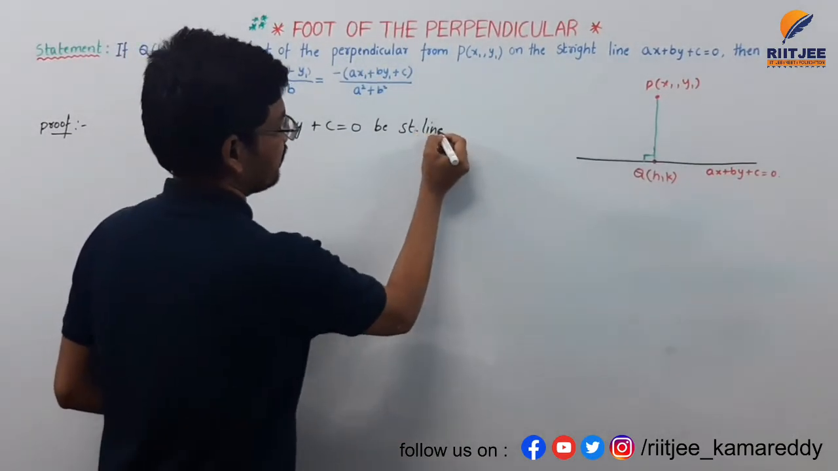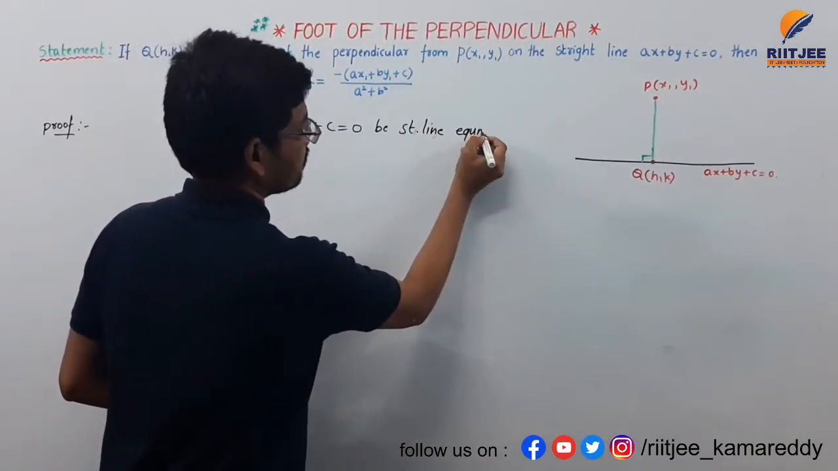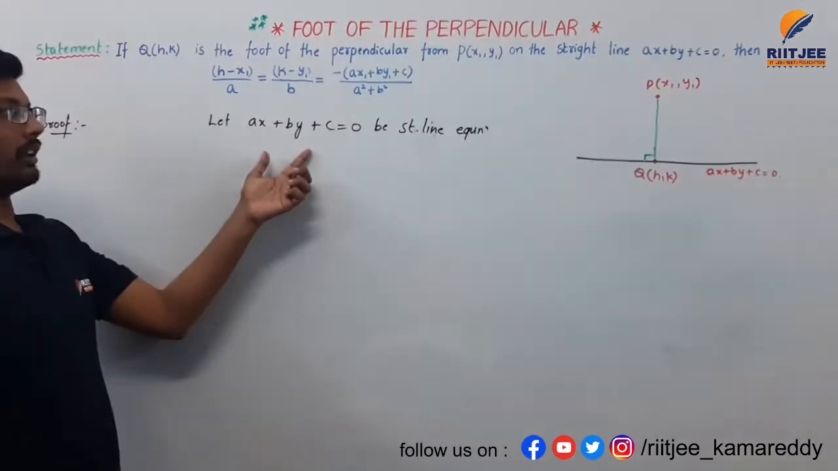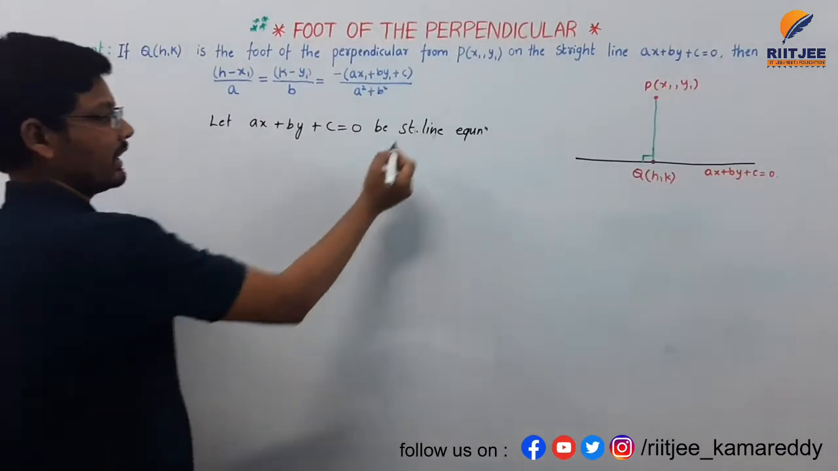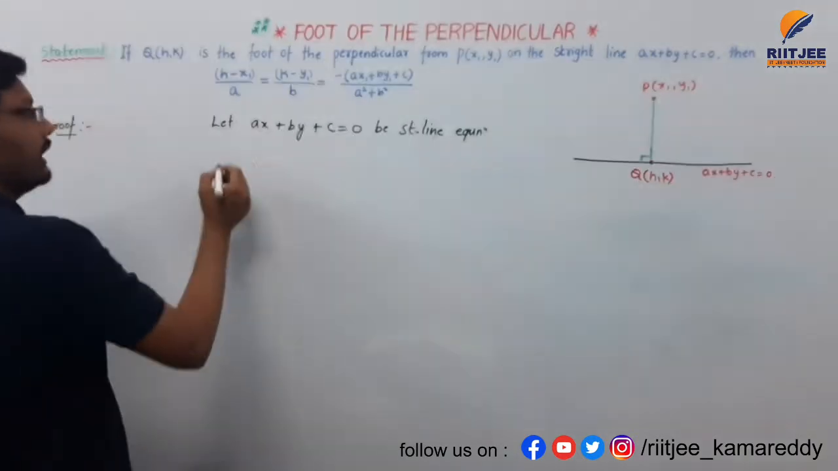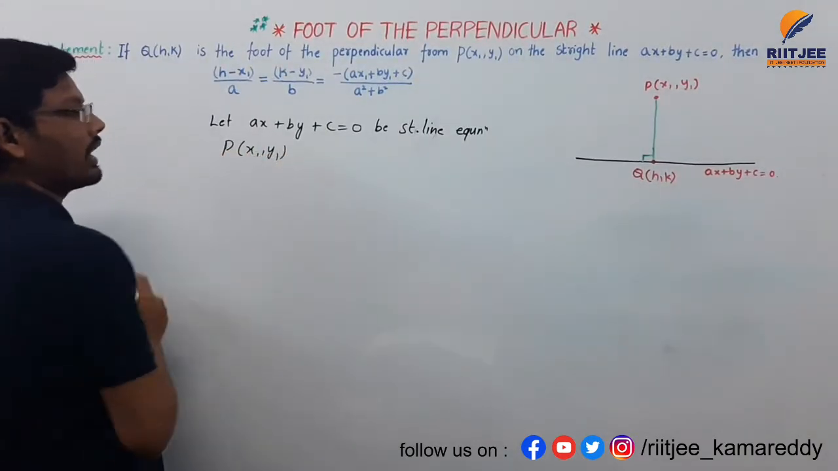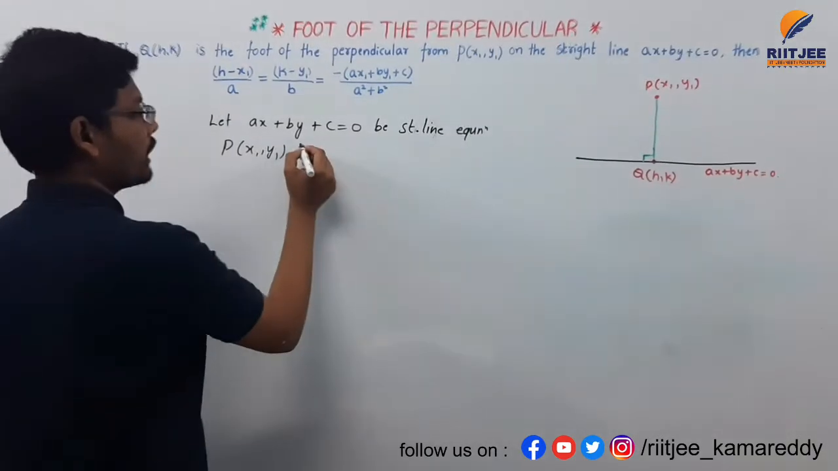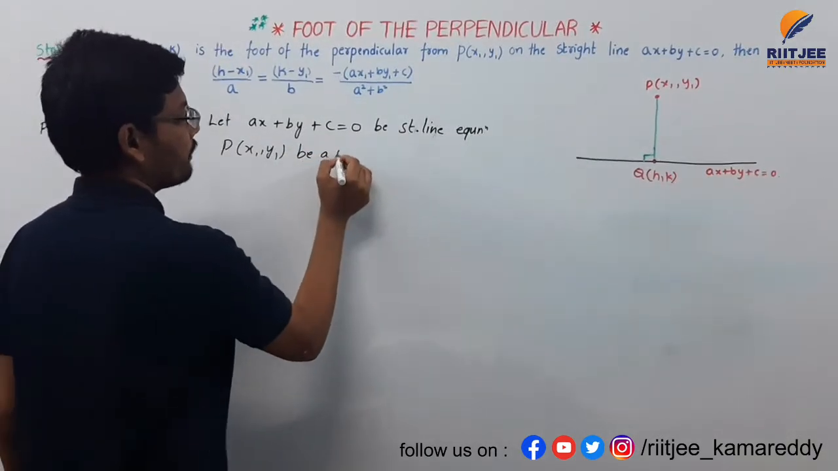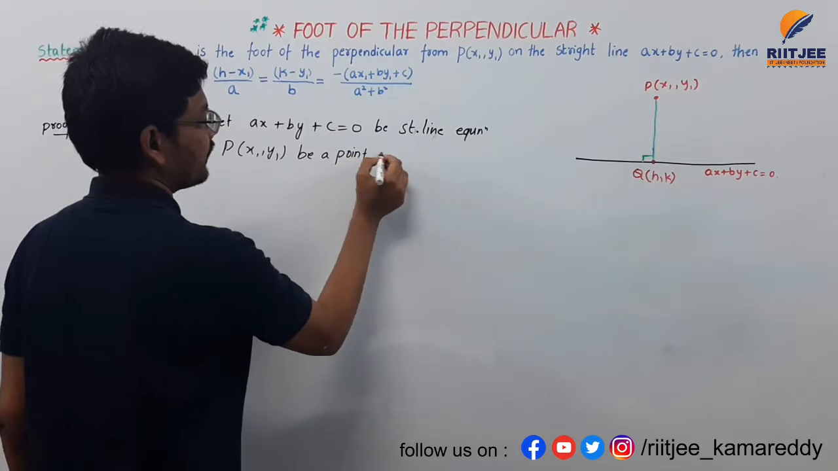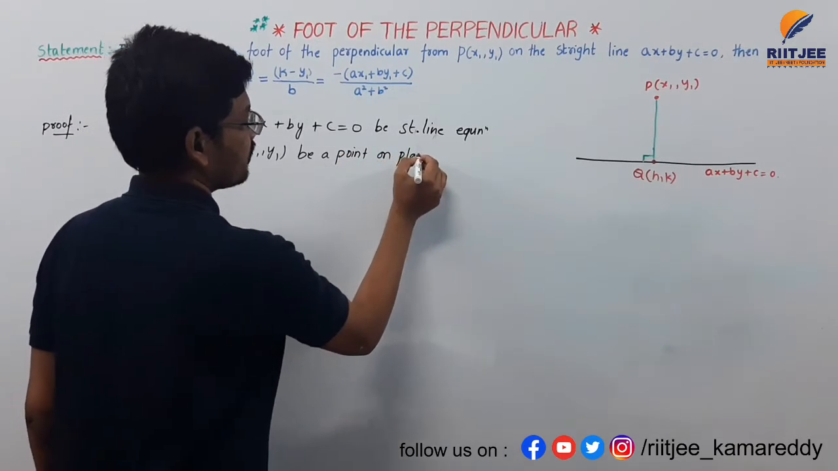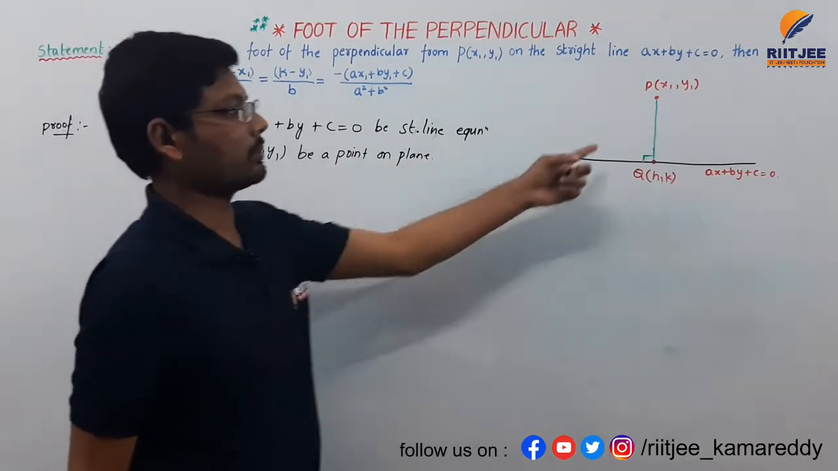Straight line equation. Let ax plus by plus c is equal to 0 be a straight line equation, and P of x1 comma y1 be a point on a plane.